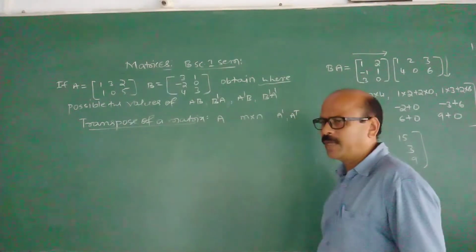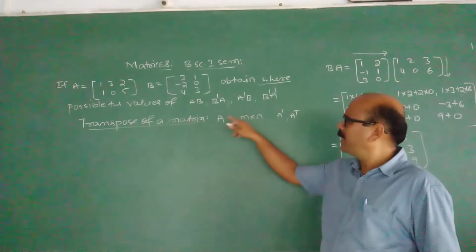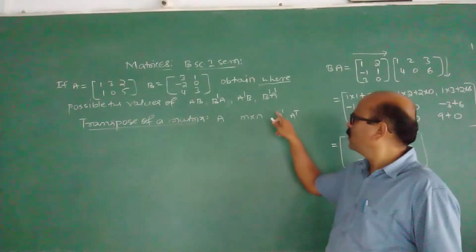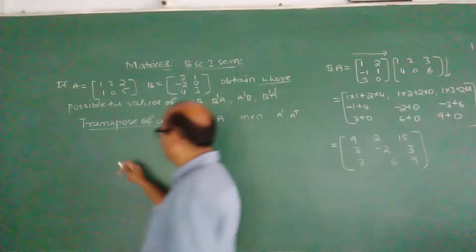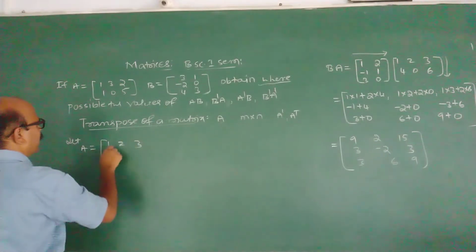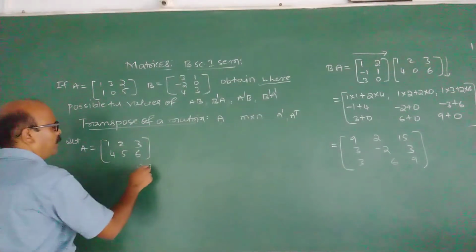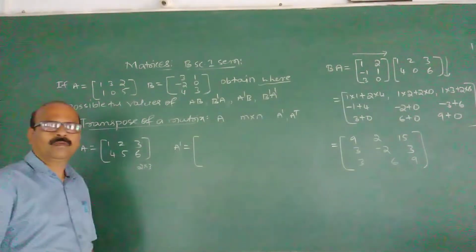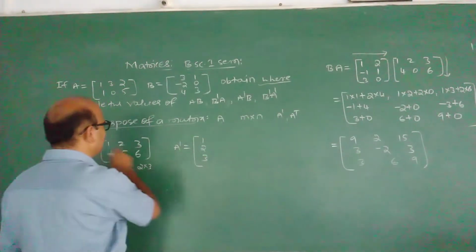That is the transpose. I repeat again. If A is a matrix of order m by n, then the matrix obtained by interchanging the rows and columns of A is called transpose of A, and it is denoted by A dash or A T. I give the example, it will be more clear. Let A be 1, 2, 3, 4, 5, 6. What is this? Matrix of order 2 by 3. Now, transpose of A means you have to interchange the rows and columns. First row, you have to make that the first column.